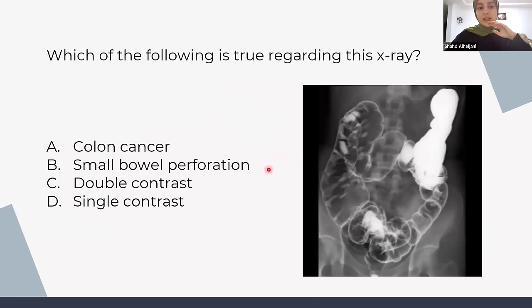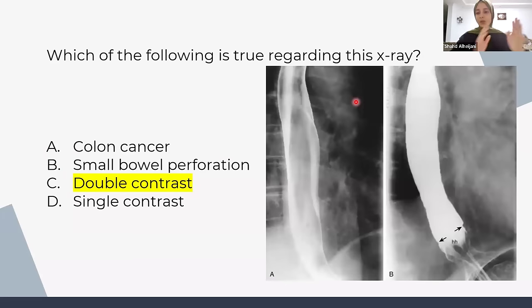Which of the following is true regarding this X-ray? Now, this is a concept I didn't mention before, but I want to see if anybody knew the answer. We got a few C's. Okay, so the correct answer is C. It's a double contrast study. Basically, what happens in a double contrast study compared to a single contrast? Single contrast is, for example, we injected the barium, and then we looked at the structure. So here you can see the barium because it's lighting up, it's white.